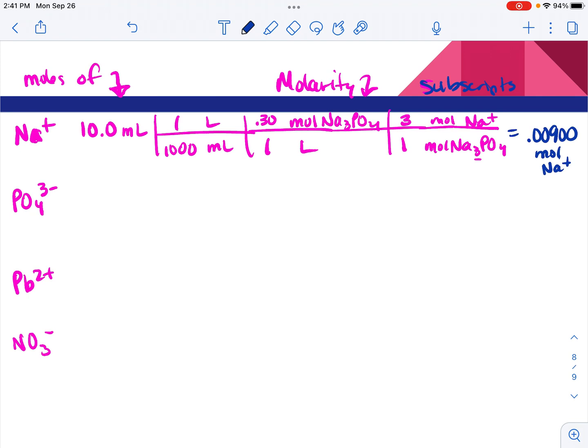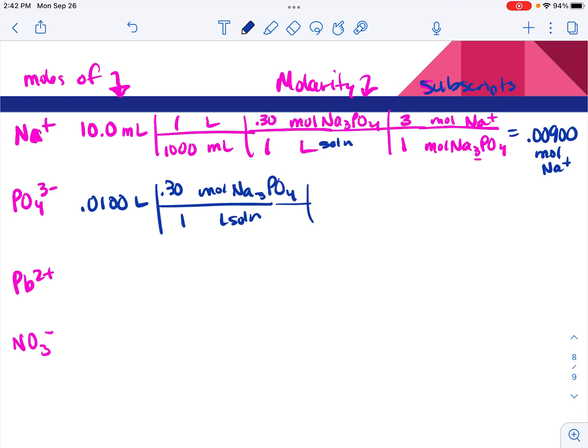Okay, I can do the same thing for the phosphate. I don't have to do the 10 milliliters to liters conversion there. I can move my decimal 3 to the left, which would be 0.0100 liters of solution. And you want to remember these are solutions, right? So this will be liters of solution to moles of sodium phosphate, and this would be 1 liter and 0.3 molar from the molarity.